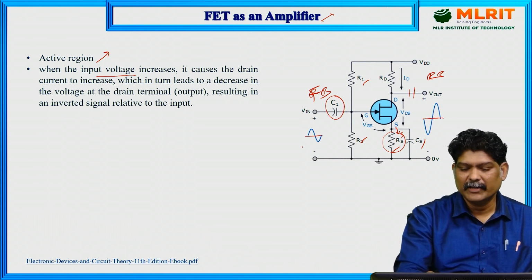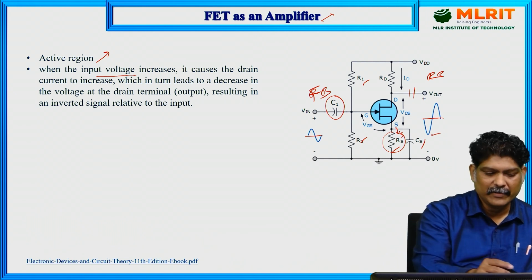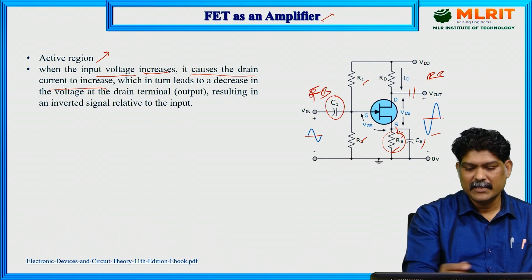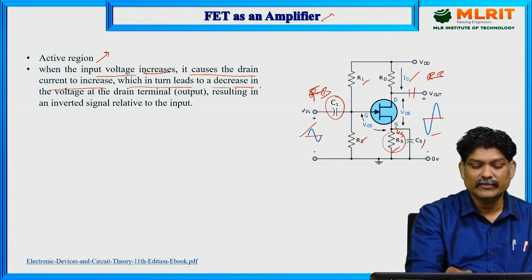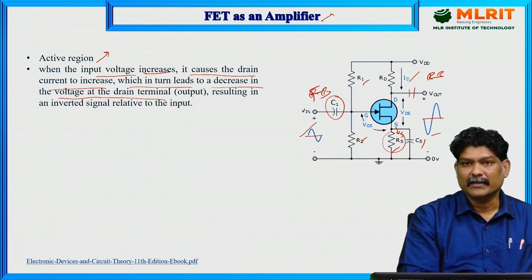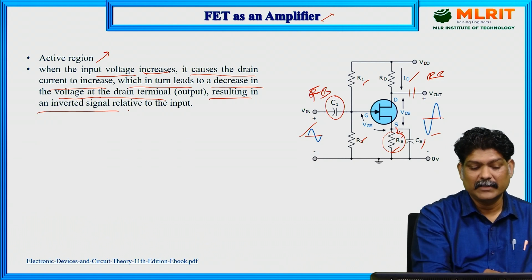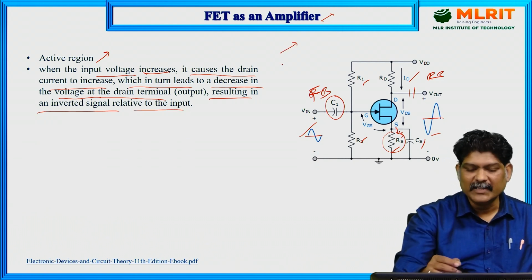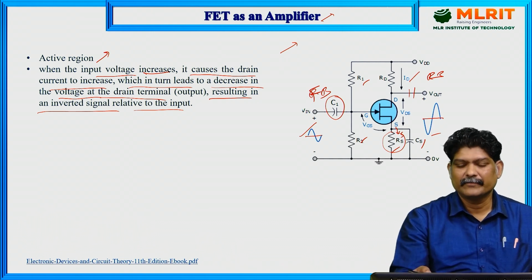If you observe the input and output, there is a 180 degrees phase shift. This is because when the input voltage increases, it causes the drain current to increase. So drain current also increases when input increases, which in turn leads to a decrease in the voltage at the drain terminal, so obviously the output side, resulting in an inverted signal relative to the input. So this is about the transistor as an amplifier, and why there is a 180 degrees phase shift between input and output.